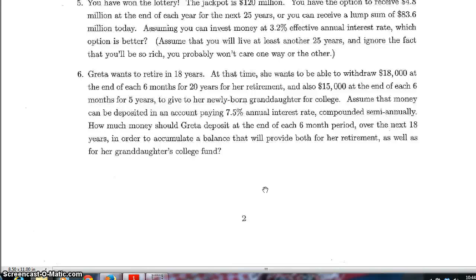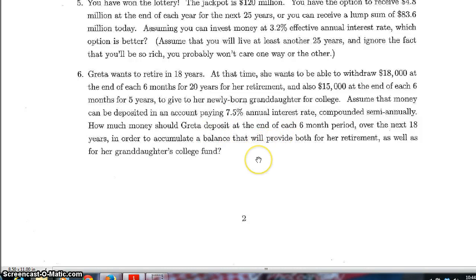Assume money can be deposited in an account paying 7.5% annual rate compounded semi-annually, so the same time period that the payments are going to go in and come out. How much should be deposited at the end of each 6-month period over the next 18 years in order to accumulate a balance that will provide both for the retirement and the college fund?